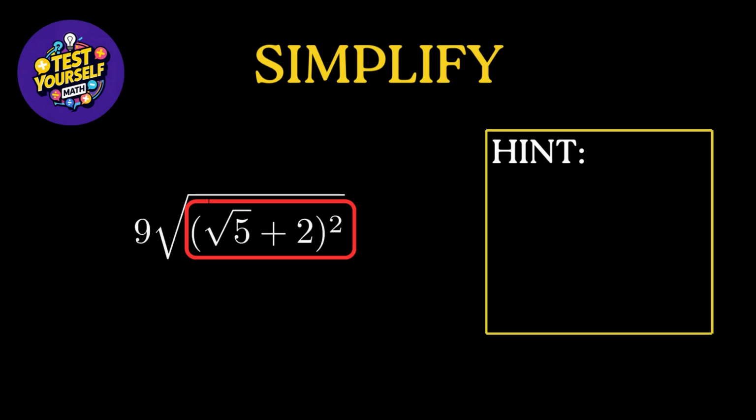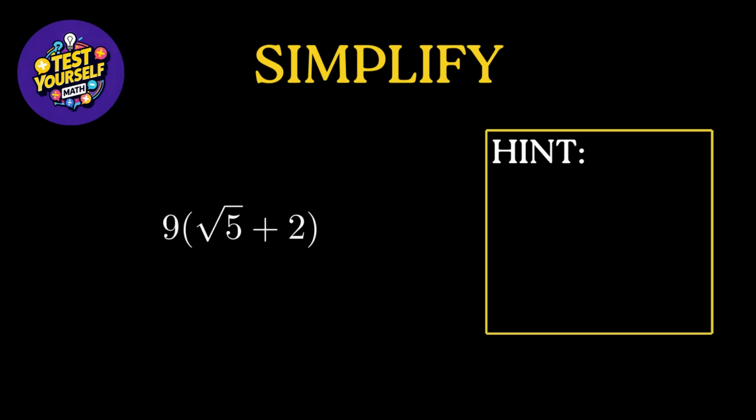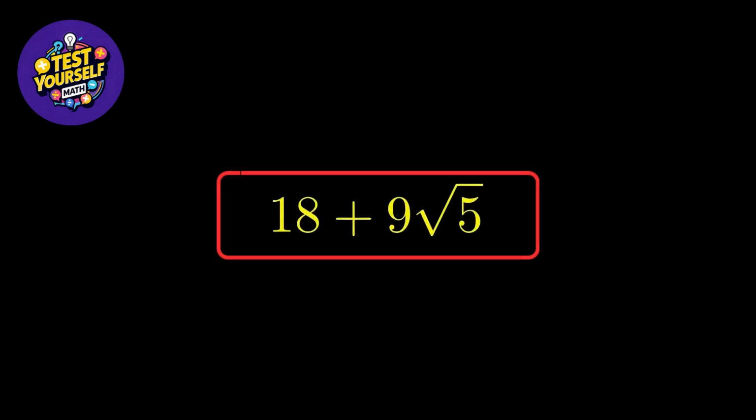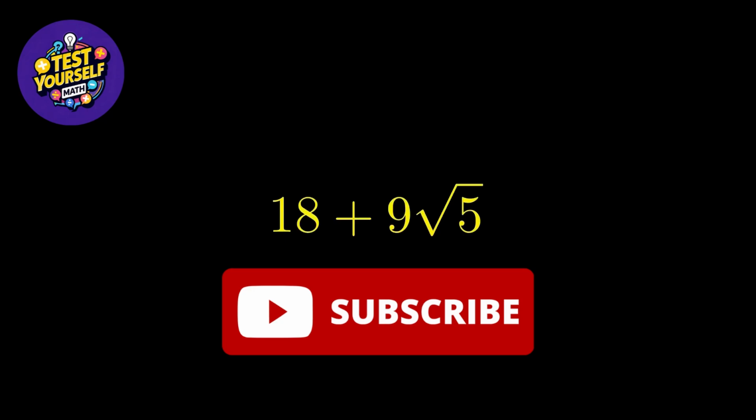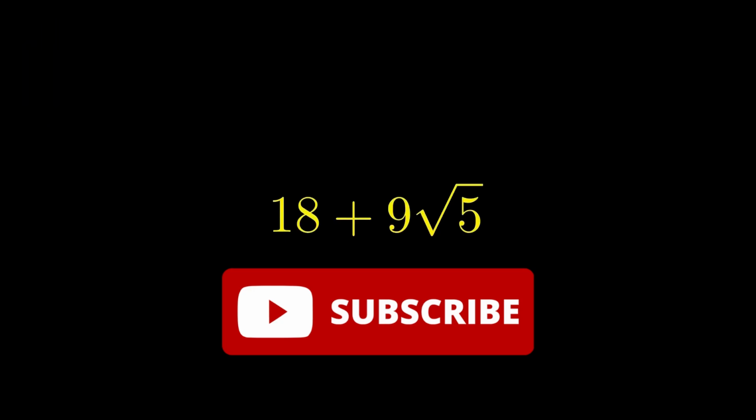Taking the square root removes the square, leaving root 5 plus 2. Finally, multiplying by 9 gives the simplified result, 18 plus 9 root 5. And just like that, a complicated surd transforms into a clean, exact answer. This is the power of rationalization and algebraic structure. When you see the pattern, everything falls into place.